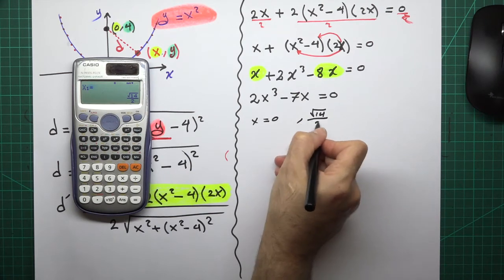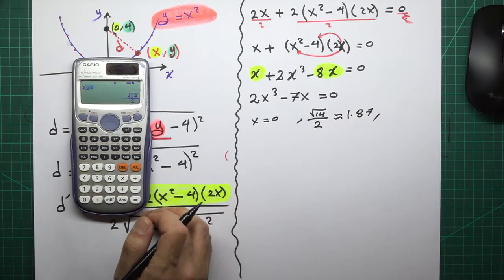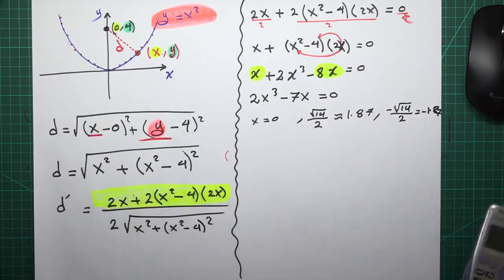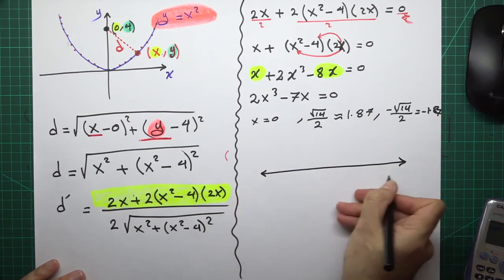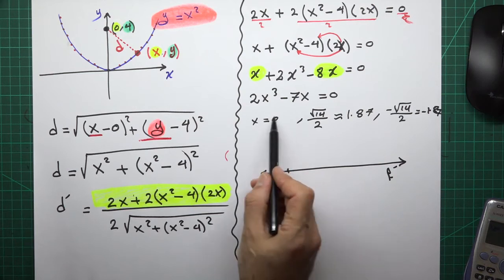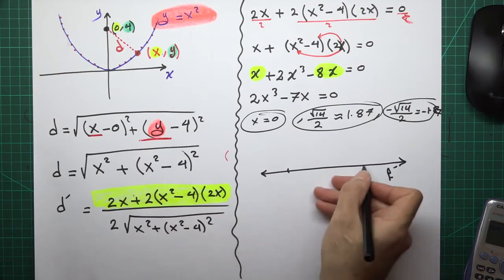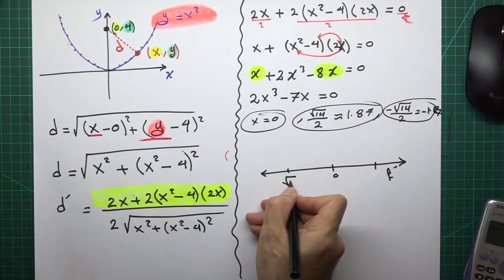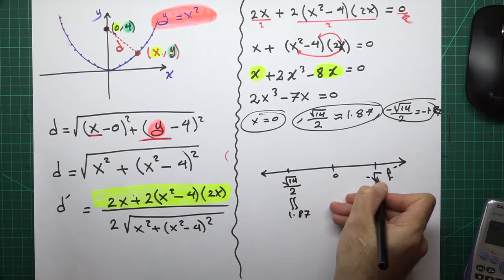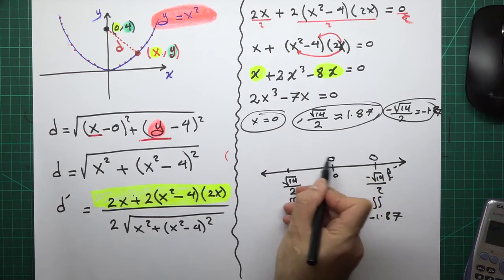Radical 14 over 2, which is approximately how much? 1.87. And minus radical 14 over 2, which is minus 1.87. Then we come here to the number line with f prime, and we plug into f prime to see which value of x, this one or this one or this one, minimizes the distance D. Here I have 0, here radical 14 over 2, which is about 1.87, here minus radical 14 over 2, which is about minus 1.87, and 0 itself.